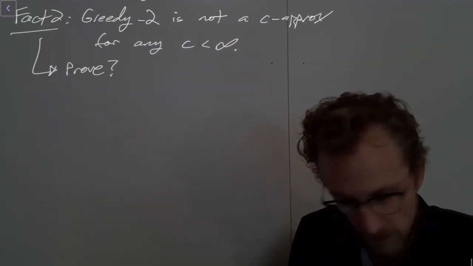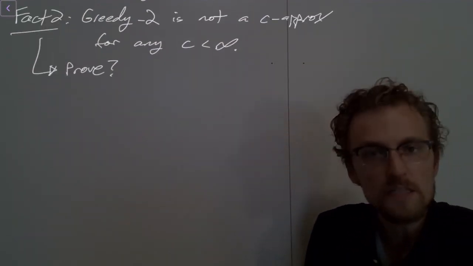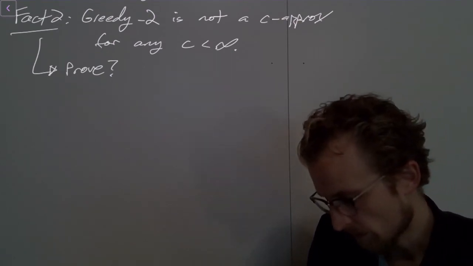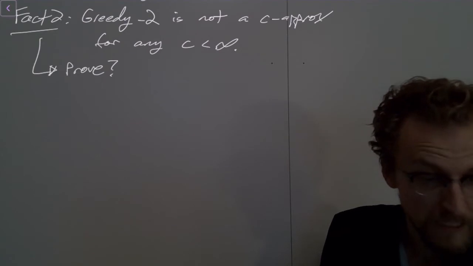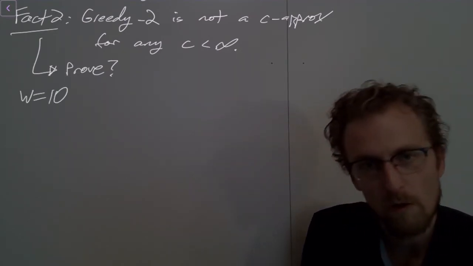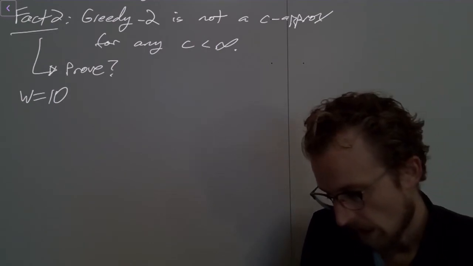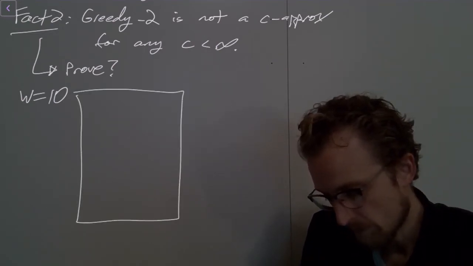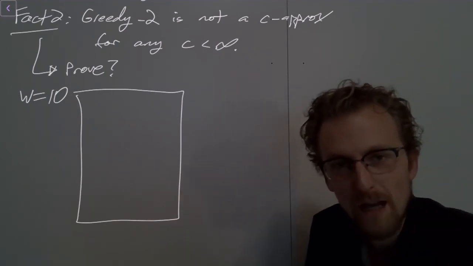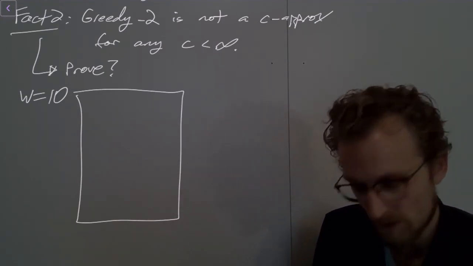So here's the picture that I'm going to draw, and this is going to be the family of examples that show that the greedy 2 algorithm is not an approximation algorithm for any constant factor approximation. I'm going to let my capacity be W, and I'm going to think about my knapsack as looking like this. I'm just going to give 2 items, exactly 2 items here.